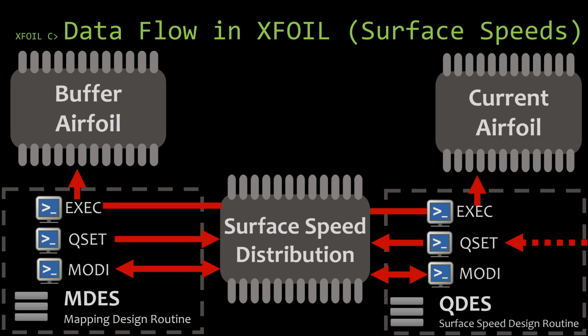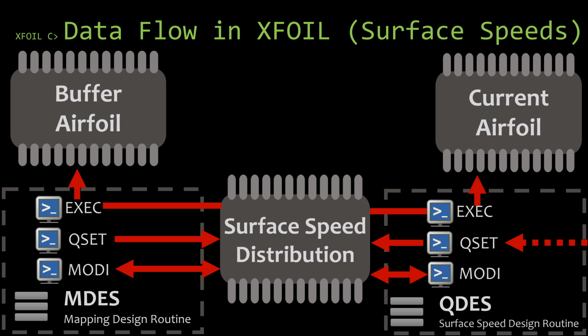DES, of course, stands for design. So the MDES is the mapping design routine, or the complex mapping design routine. That's the menu that has a lot of commands for performing the fully inverse design of the airfoil based on what kind of surface speed distribution you want. It also has some commands, which you see down there, to modify and adjust the surface speed distribution.